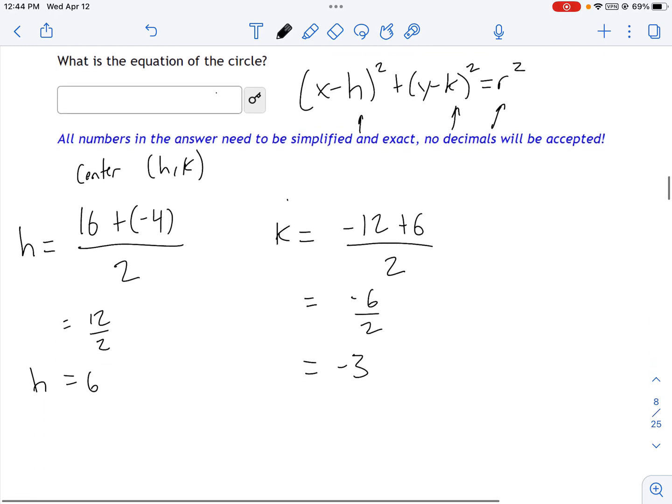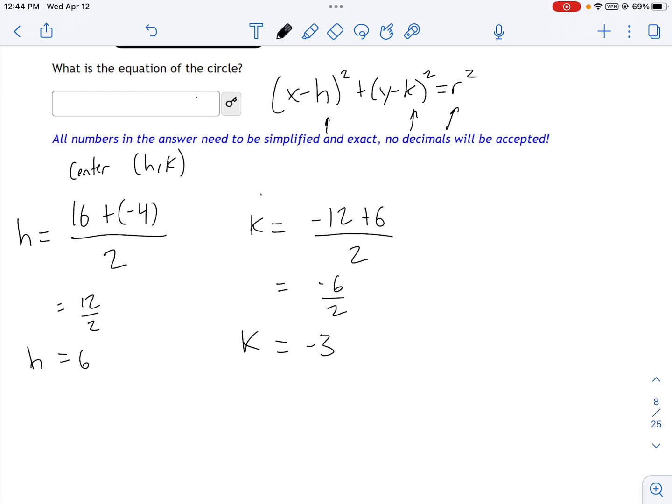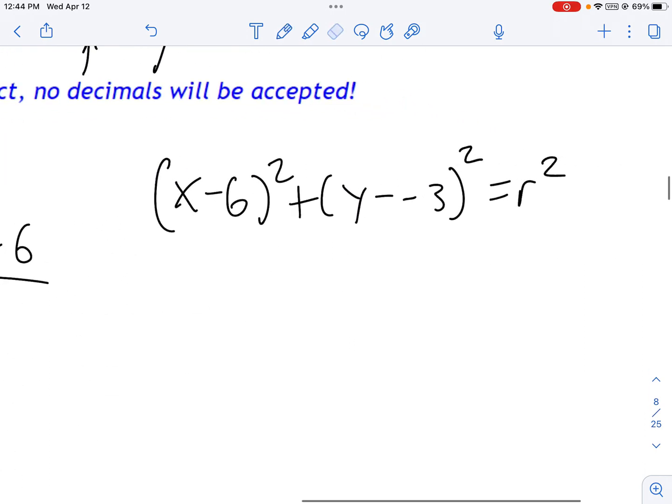Alrighty, now we know our h and k, and that's most of the hard work. That means our equation is already (x - 6)^2 + (y - (-3))^2 = r^2. And we can simplify that a little bit more. Guys, what is subtracting a negative the same as? Addition. So then you have (x - 6)^2 + (y + 3)^2 = r^2.